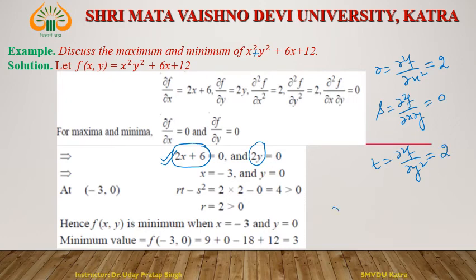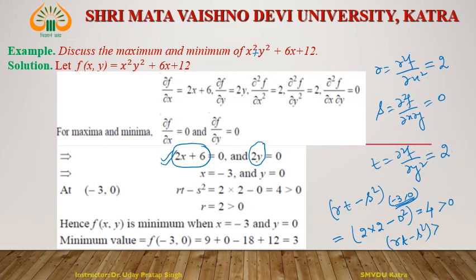Okay. Now rt minus s square at the point minus 3 and 0. What is r? R is 2. What is t? T is 2. What is s? S is 0 square. Since this thing does not contain any xy, so no need of this point. This is equal to 4. What is sign of 4? This is greater than 0. It means rt minus s square is greater than 0. If it is less than 0, then this point is saddle point.